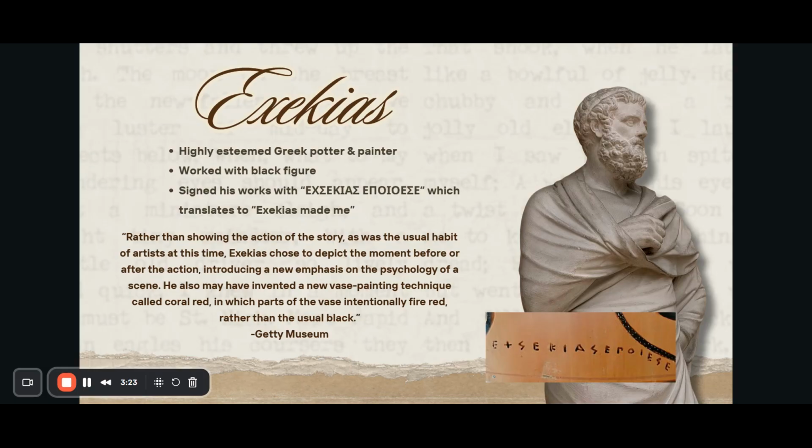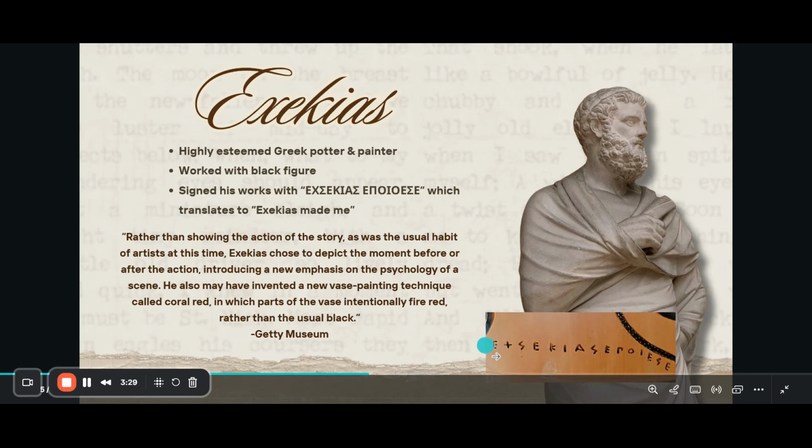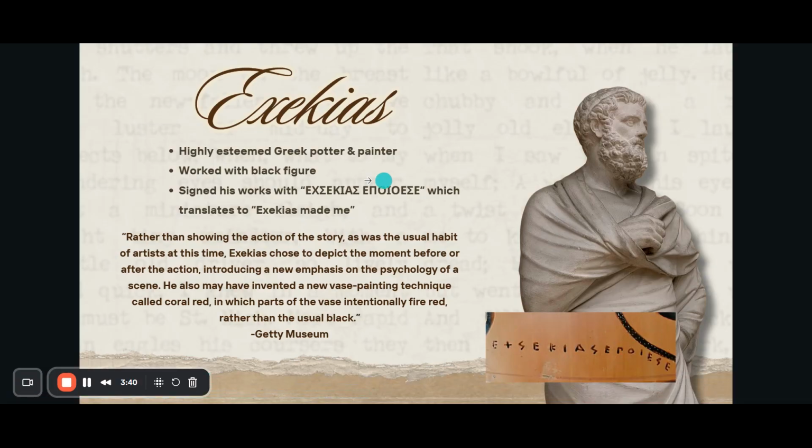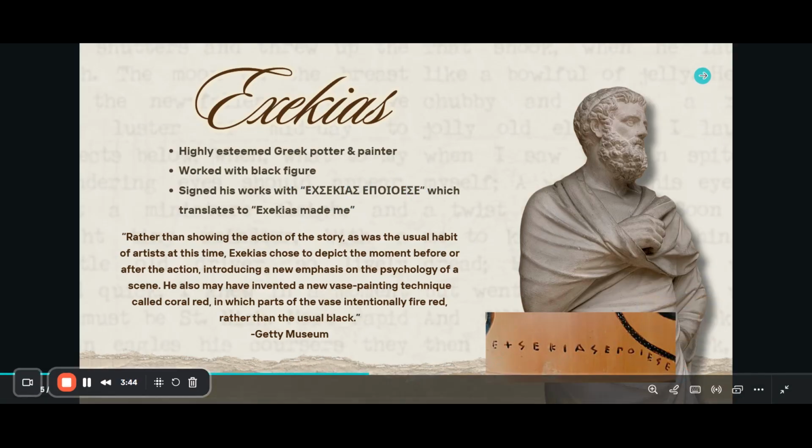He signed his work with what is translated in English as Achilles Made Me, and this is an example from a different art piece just because I couldn't find a high quality image on the one we were looking at. But this is what his signature looks like. And yeah, you can see the similarities between it typed up here and how he's written it.